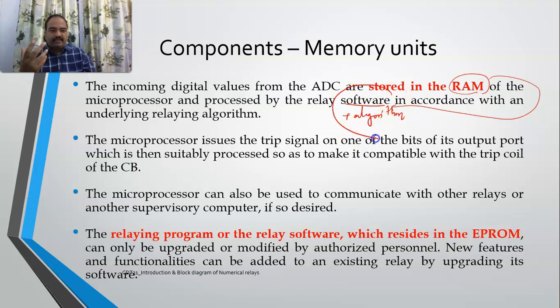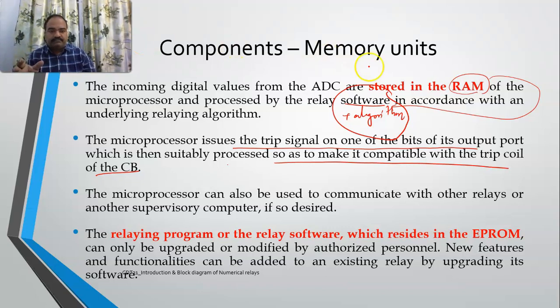So based upon this software and the corresponding algorithm, the data which you are saving in RAM will be processed here. And once you feel that it is not satisfactory, then automatically what happens? The microprocessor issues the trip signal on one of the bits of its output ports. You might be seeing this flag register above, right? So it gives a signal. Then it is processed so that it is compatible with the trip coil of your CB. Now the microprocessor can also be used to communicate with other relays which are in its jurisdiction or which are near to it. Or it can be used to directly communicate with some sort of supervisory computer, a central computer.